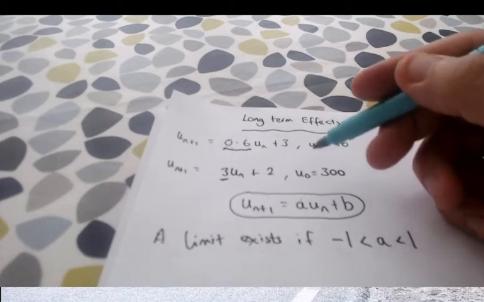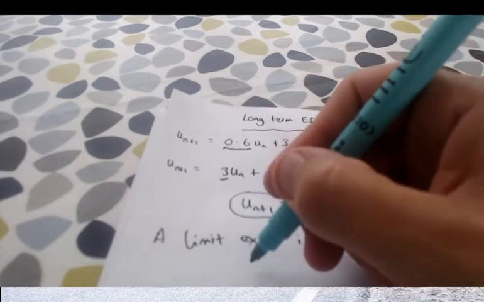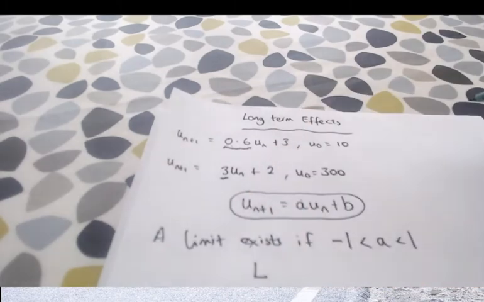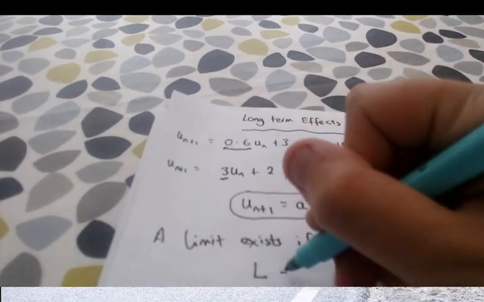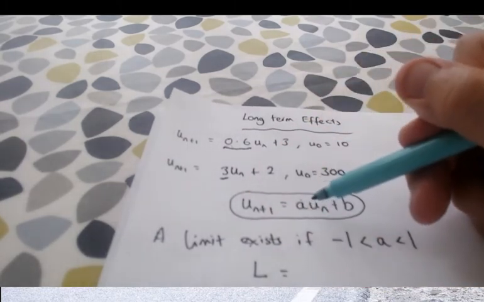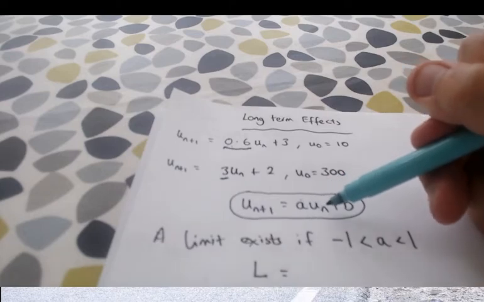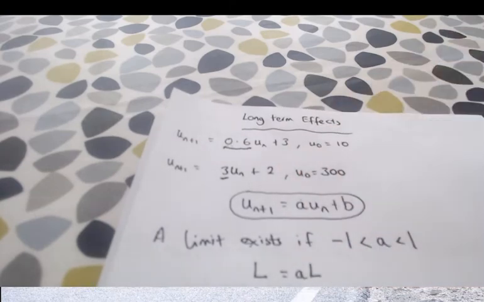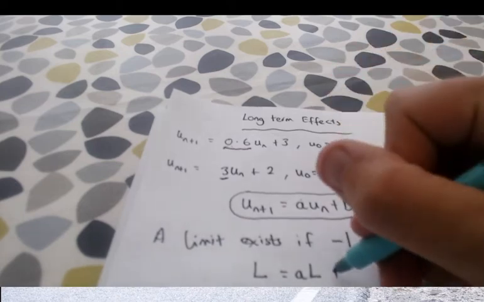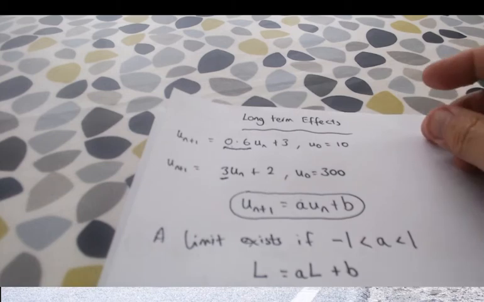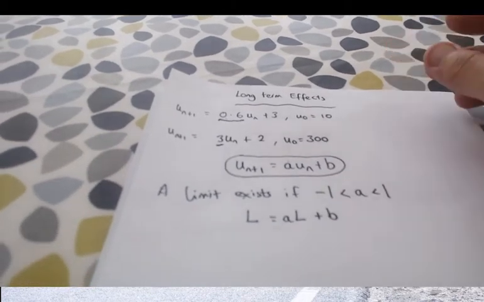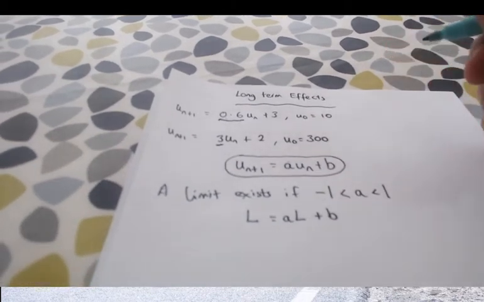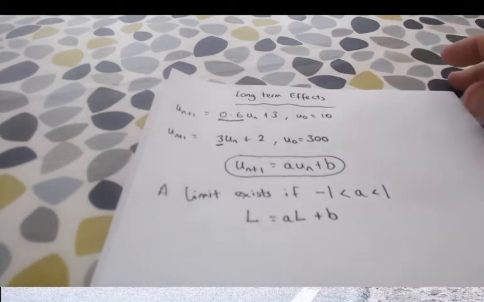So watch what I'm going to do. Instead of having u(n+1), I'm going to have L, standing for the limit. Then I'm going to have A times the previous term. The previous term was also the limit. Remember that we kept getting 7.5. And then I will have add B. Now what I'm going to try and do here is work out a formula for the limit. So I want the thing to say L equals something.